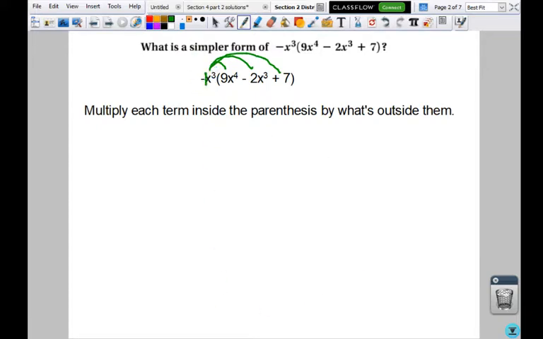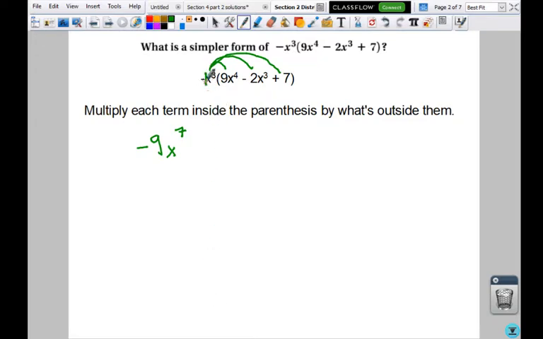I got a negative 1 right there. I'm going to try to squeeze it in. So I'm going to go negative 1 times 9 is negative 9. What's x to the third times x to the fourth? x to the seventh. Yeah, that's last chapter, Beto. So remember, when you multiply variables and exponents together, you add the exponents. That's what we did last chapter.